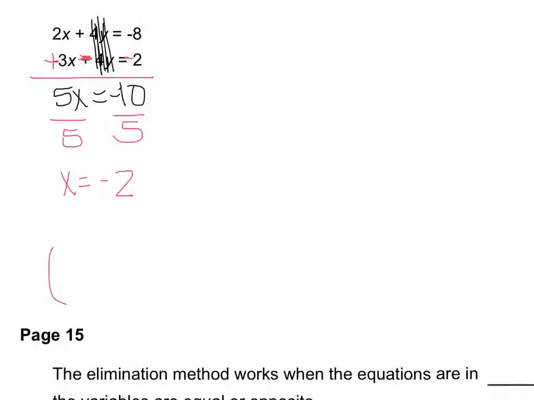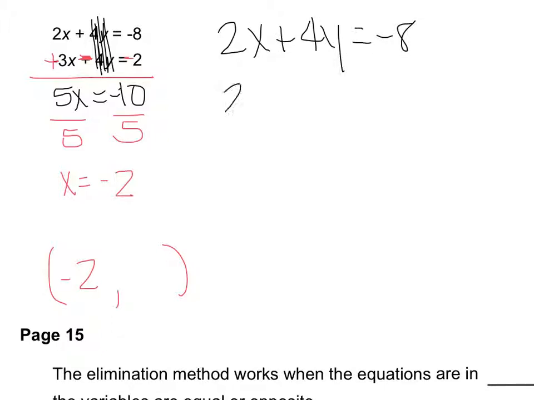So again, I'm looking for my answer in an ordered pair format. I have half of it. I know that x is -2. So then I can plug that back in. I just need to pick an equation to solve for y. It does not matter which one you pick. I'm going to go with the first one. The first one said 2x plus 4y equaled -8. I've already solved for x, which was -2.